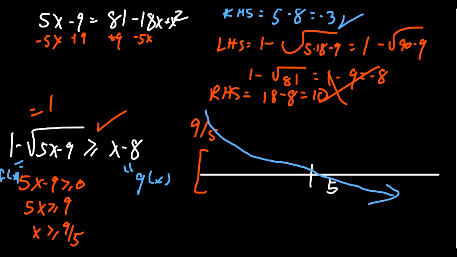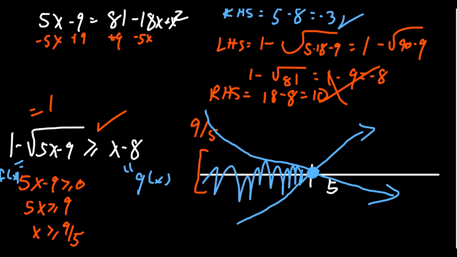On the other hand, if you take y equals x minus 8, well, that's just going to be a line that's increasing. And so it's going to look something like this. They'll intersect at x equals 5. And so you can see where the radical is greater than the line. That's going to happen right here. So you can still solve this one by graphing, or you can use some test points. That's always an option.